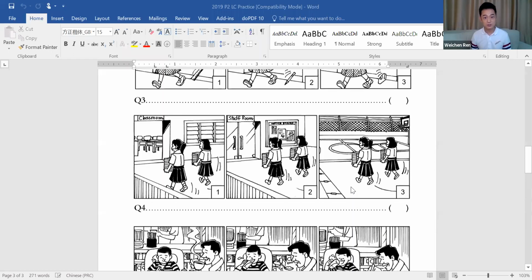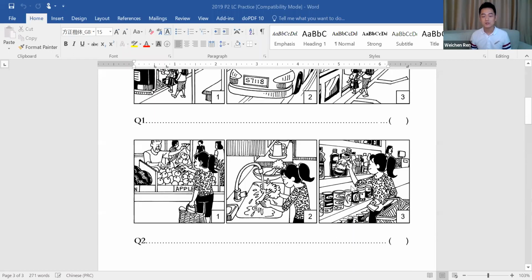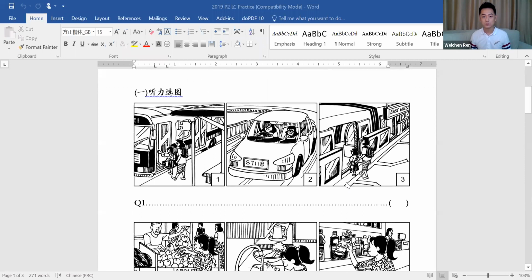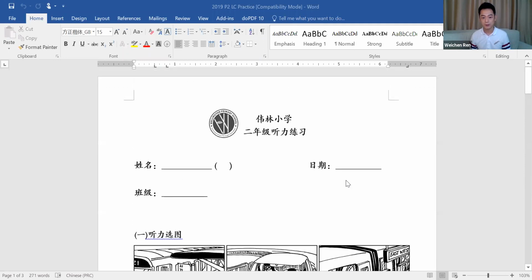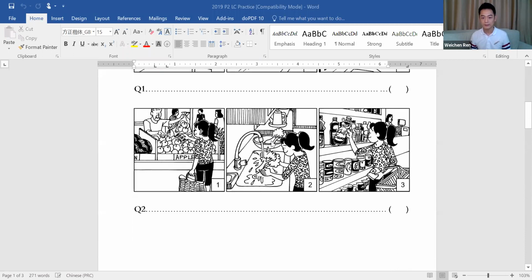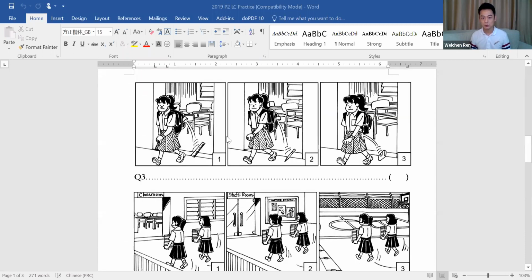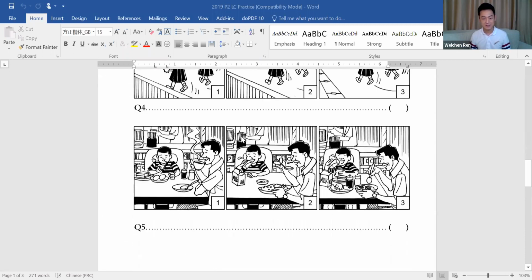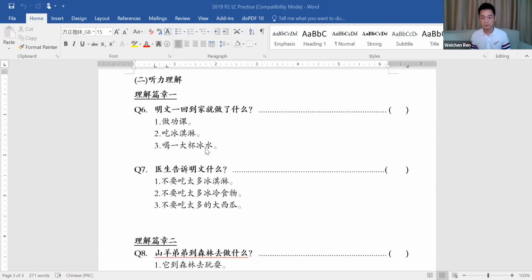Listening comprehension practice. As you can see, this is one of the sample questions. It is very similar to the P1 listening comprehension paper, which consists of two types of questions. The first part is to listen to a paragraph and choose the correct picture. And the second part is to listen to a dialogue or passage and choose the correct answer.